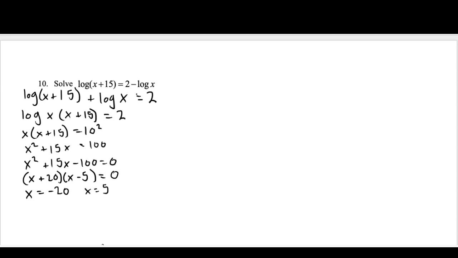The domain of a logarithm is restricted to positive numbers only. So there's no way you could take the logarithm of negative 20. It's undefined. So negative 20 is actually not one of the solutions. So the only solution is x equals 5.